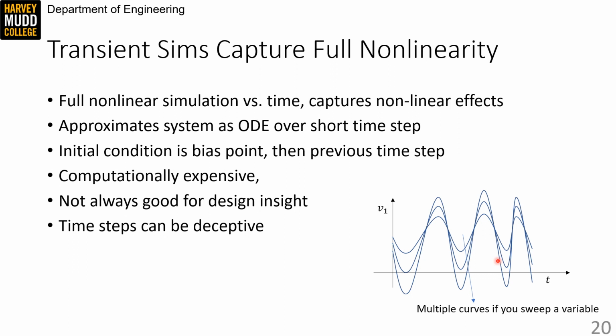And the output of a transient simulation is a variable of interest, so V1 again, versus time. So it looks a little bit like an oscilloscope trace, and you'll get multiple traces if you sweep a variable.